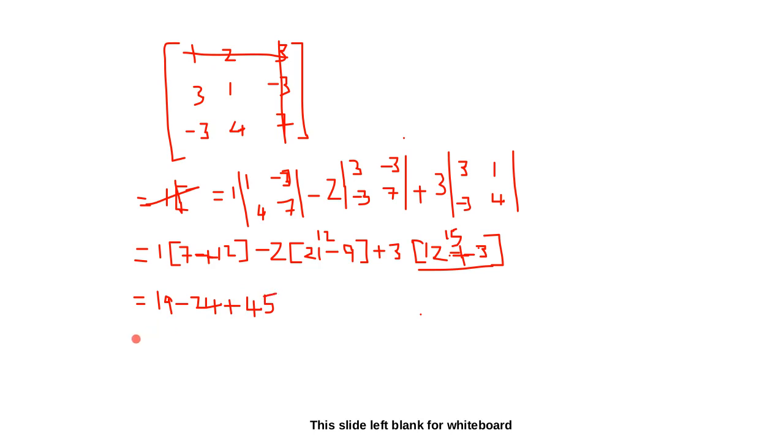So if we collect the like terms, you can start by having 19 minus 24, that is negative 5. Then we add positive 45. So the sum there will be 40.